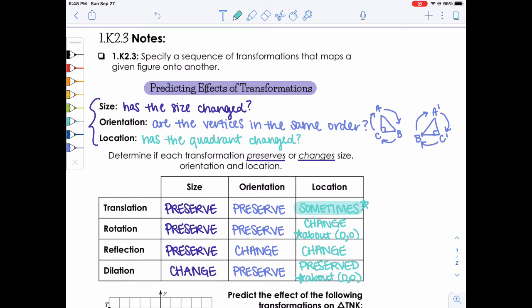But of course, this only works about the origin. If we're dilating from another random point, then we'll definitely want to double check that by performing that dilation on the graph.